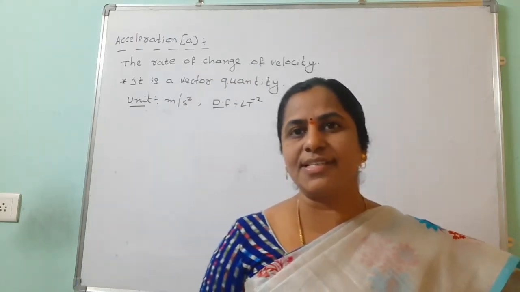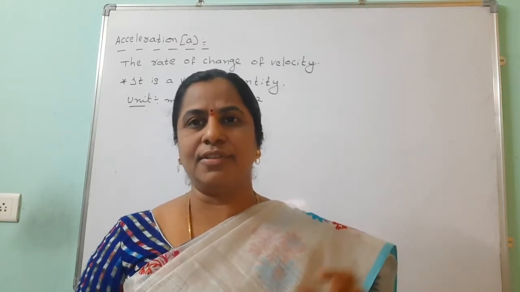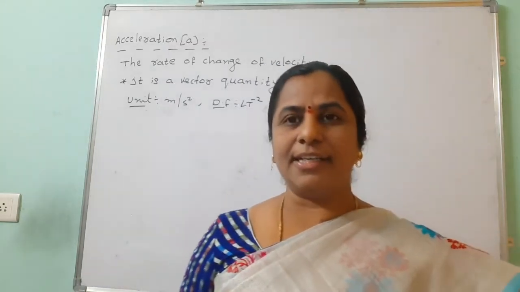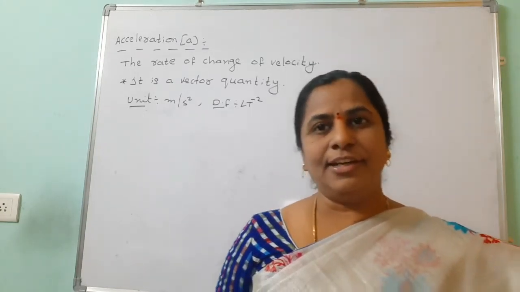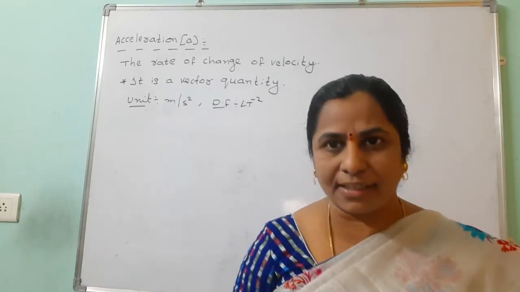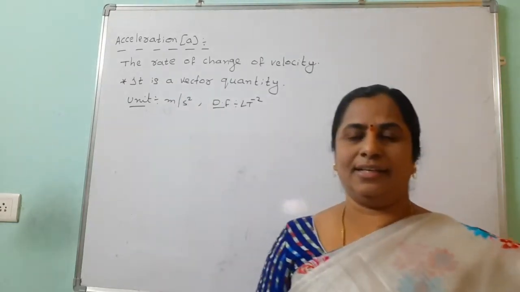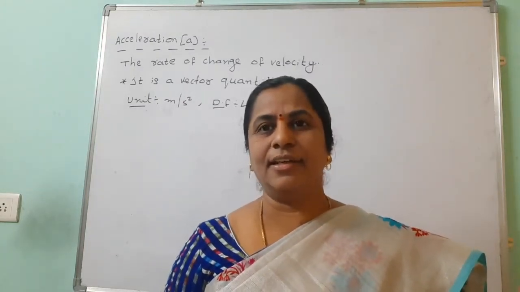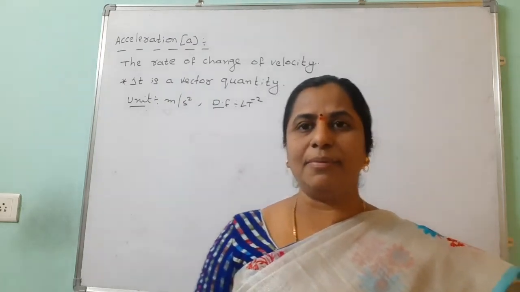Then today we are going to discuss what acceleration is. The rate of change of velocity is called acceleration. Means we are calculating the velocity with respect to time, that is called the acceleration. You know that velocity is a vector quantity, so acceleration is also a vector quantity. Then what is the unit and the dimensional formula for acceleration? Unit is meter per second square and dimension is L T⁻².